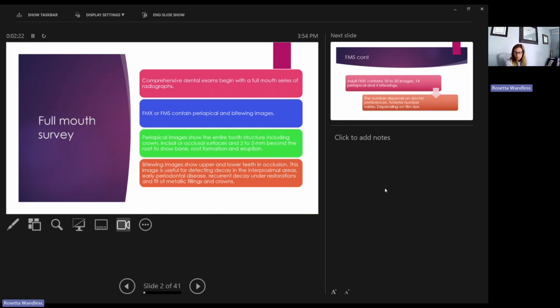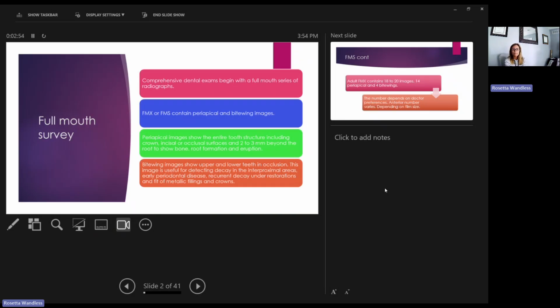They contain periapical and bite wing images, which we'll later see what they are. But by definition, a periapical image is going to show the entire tooth structure, which includes the crown, the incisal or occlusal surface, which is the biting surface, and 2 to 3 millimeters beyond the root to show bone, root formation, and eruption. Again, a tooth on a periapical should be the identical size as it is anatomically in the mouth.